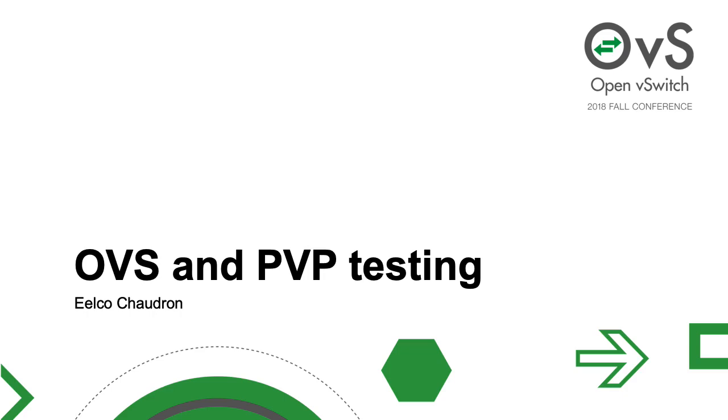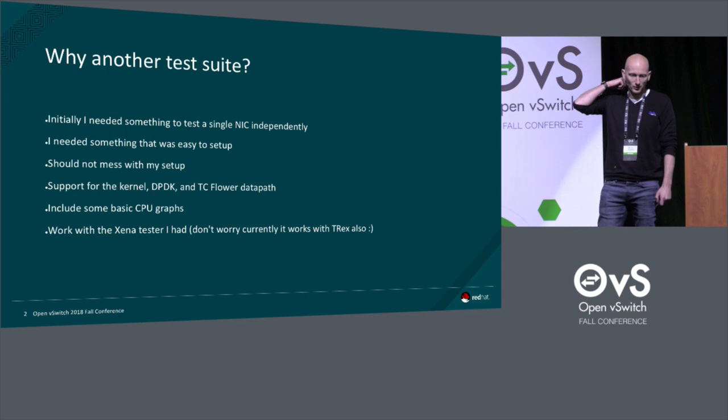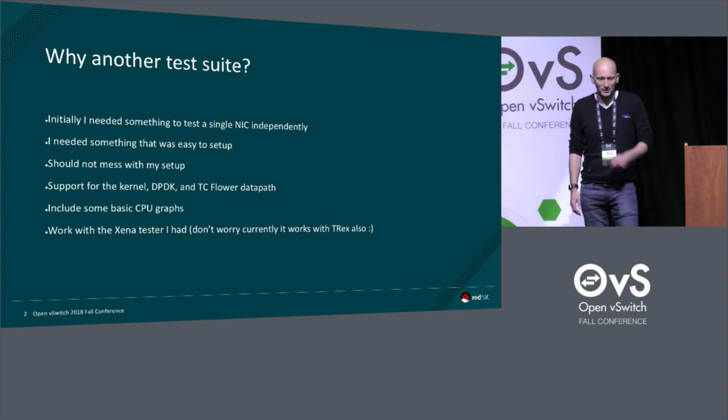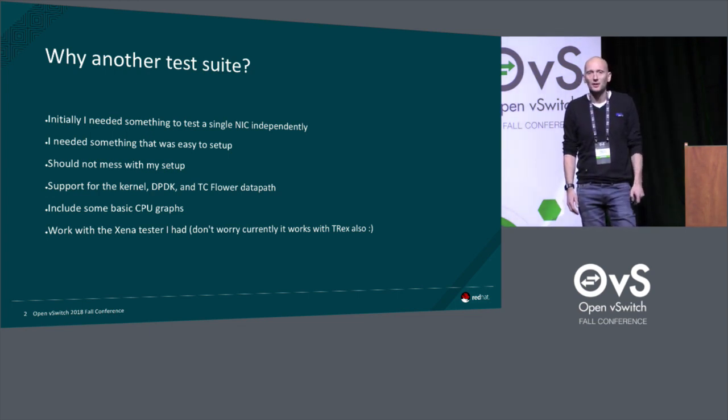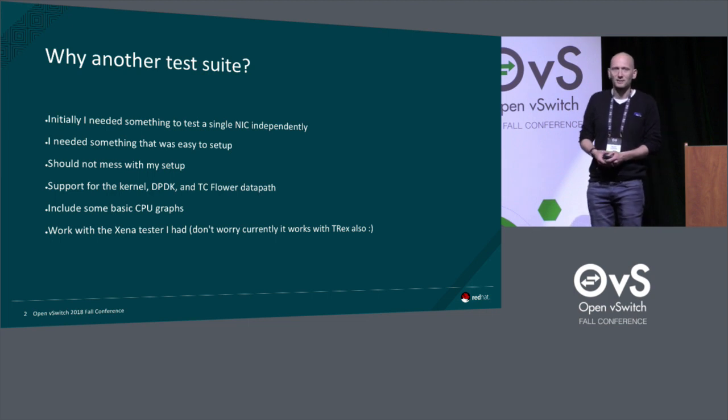Okay. So everybody knows that if you're changing the data path, it would be good to have some quick tests to see if you're not actually changing anything in your data path and making it slower. I was in the same situation a while ago, and I couldn't find a solution to actually do that quickly and easily without having to change my setup or having a script that messed up my setup. I needed some graphs and some other stuff to quickly see what was going on when I changed something. I needed to work with my tester that I had at the time, a Xena tester.